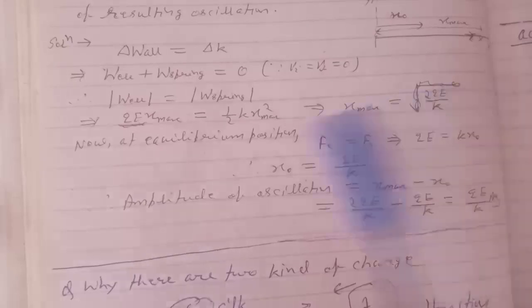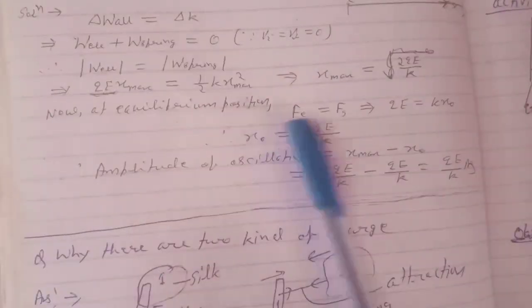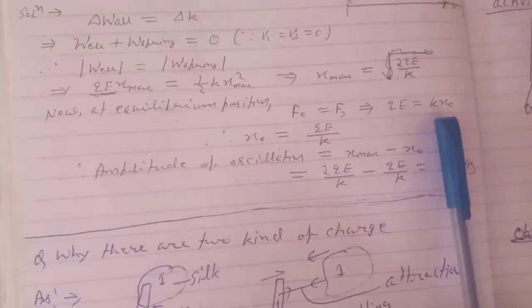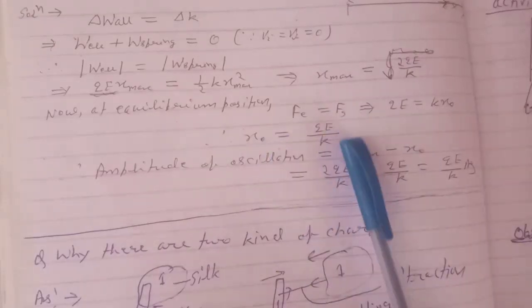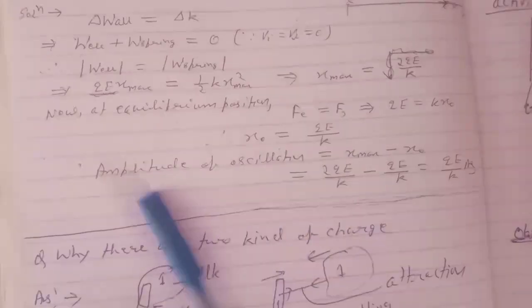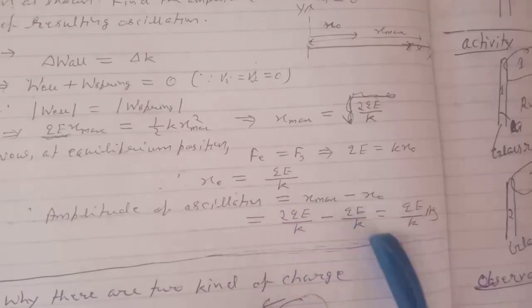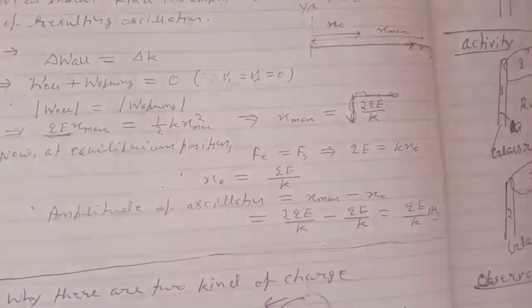Now at the equilibrium position, F will be equal to Fs. This implies qE equals Kx naught. Hence x naught will be qE by K. Hence the amplitude of oscillation will be x max minus x naught, 2qE by K minus qE by K, equal to qE by K. Answer.